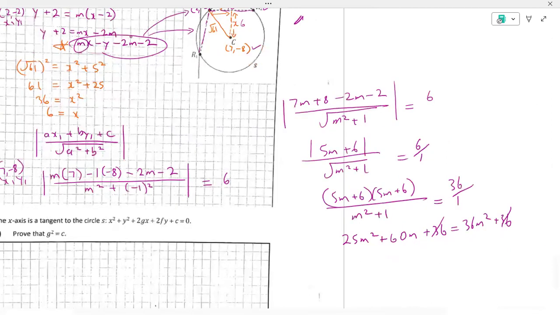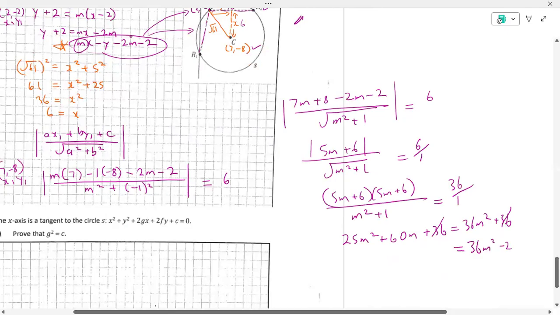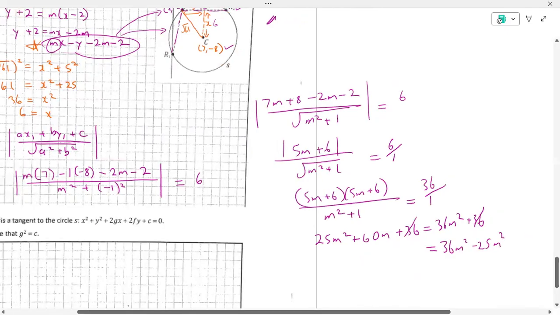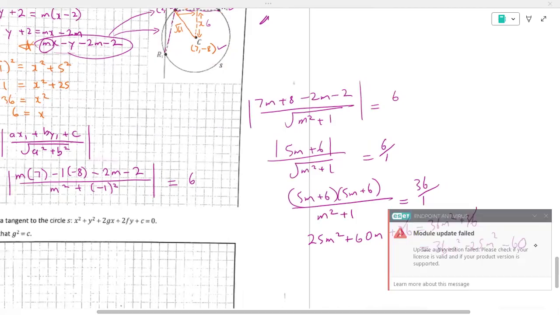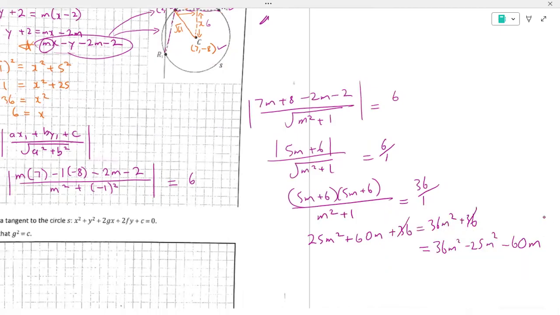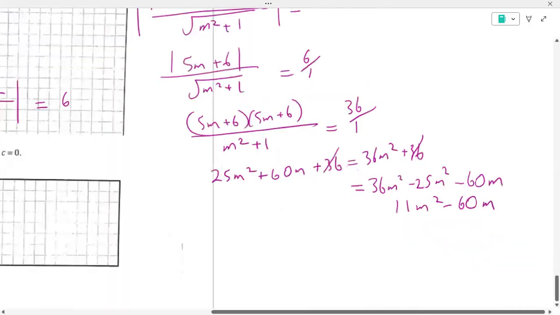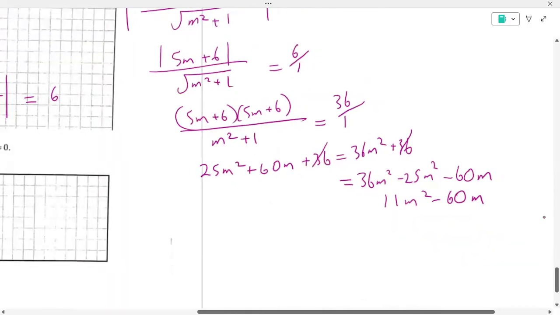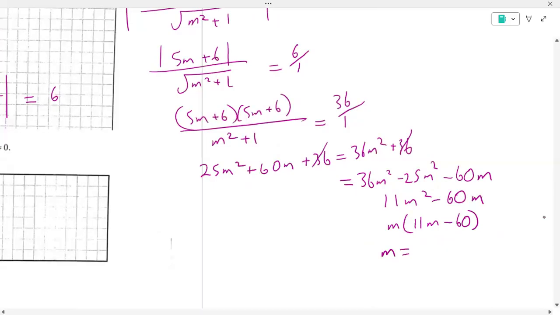When I bring the 25 over to the 36, and I'm going to bring the 60 over, minus 60m. So that gives me 11m squared minus 60m. Now you could do the minus b on this, but because it doesn't have the constant, I think I'm just going to take the shortcut here, but you can do the minus b if you want. m is 0 is one scenario, and the other scenario is that m is 60 over 11.